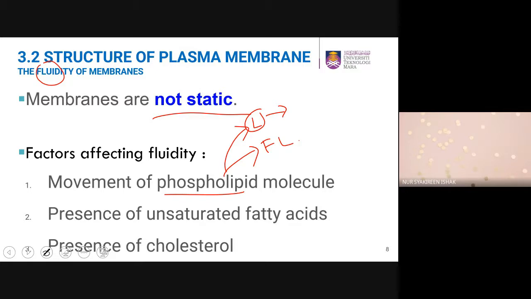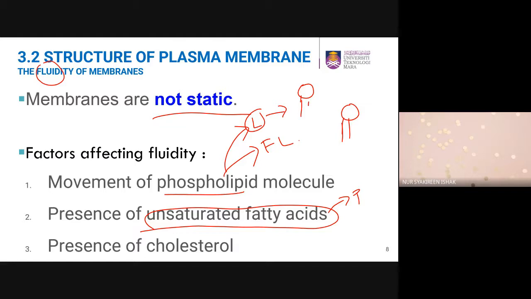And then the presence of unsaturated fatty acids. So this is the presence of unsaturated fatty acid on the phospholipid molecule. You know that the phospholipid molecule consists of the head and the tail. For example, for plant cell, the phospholipid molecule's hydrocarbon tail, the fatty acid, can be bent. Bengkok. Why is it bent? Because the carbon atoms on the bent region have a double bond.